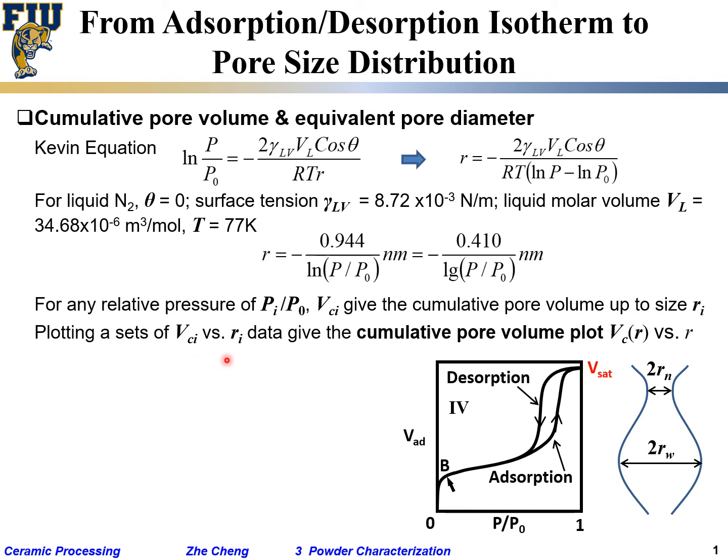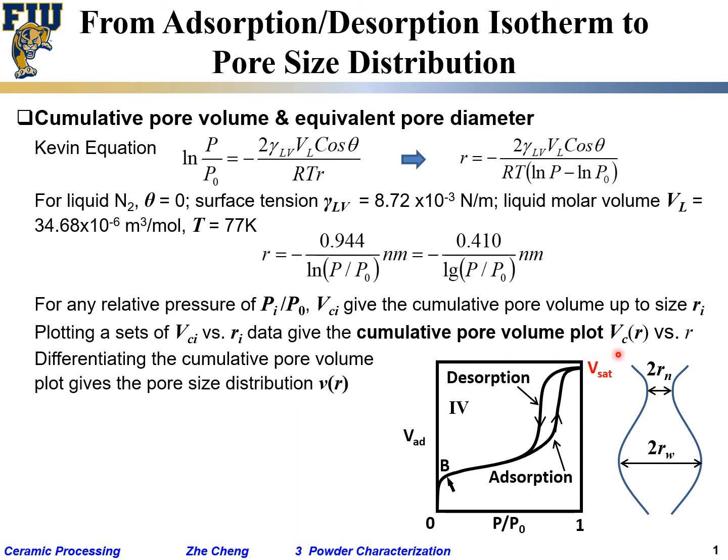Both these are calculated using the P over P0 and the VAD data to give the cumulative pore volume plot. If we do a differential of that cumulative plot, we get the so-called pore size distribution, which you sometimes see. We also call it PSD, pore size distribution. The pore size distribution is the differential of the cumulative pore volume with respect to radius. And of course, in this case, we would have hysteresis.